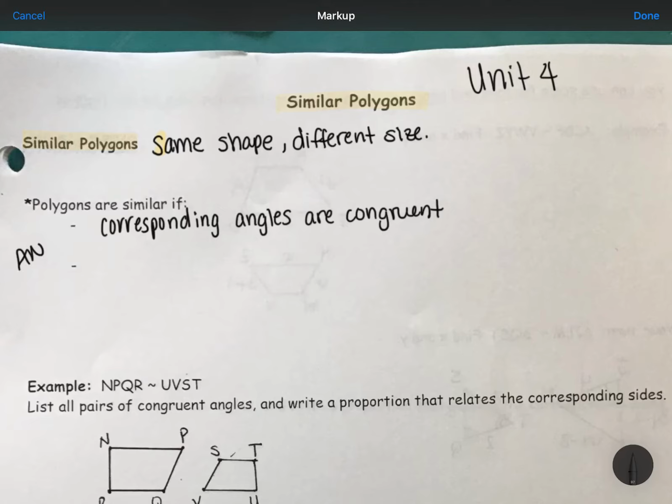And corresponding side lengths are proportional.